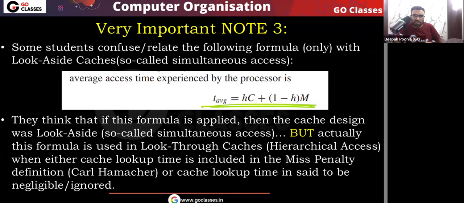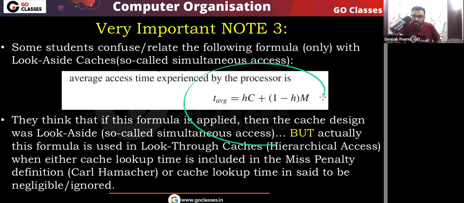So you can see, when do we use this formula? We use this formula when the question says that the miss penalty includes the search time in the cache memory, or when the question says that we ignore the search time in the cache memory, or that the search time in the cache memory is negligible. Basically, if it is given in the question that the lookup time, or search time, in the cache memory is negligible, or included in the miss penalty, or can be ignored, then we use this formula. So please understand, this formula has nothing to do with it.